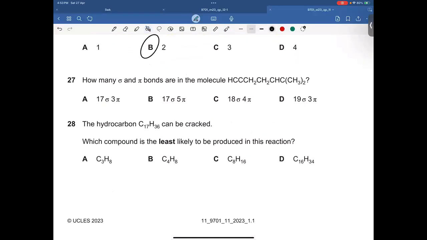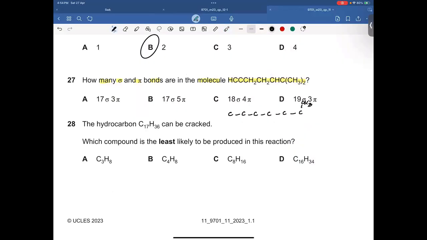Question number 27. How many sigma and pi bonds are in the molecule of this? So let me open the structure. Let me make the displayed structure of this molecule. How many carbon atoms do we have? 1, 2, 3, 4, 5, 6, 7, and 8. Okay, let me write the carbon atoms. 1, 2, 3, 4, 5. This one is 6.